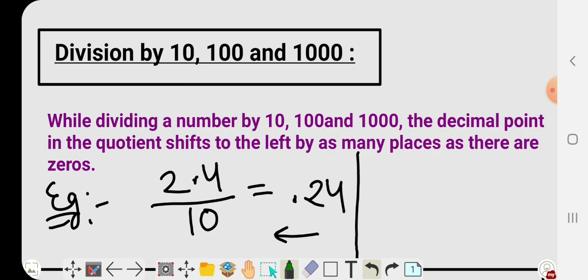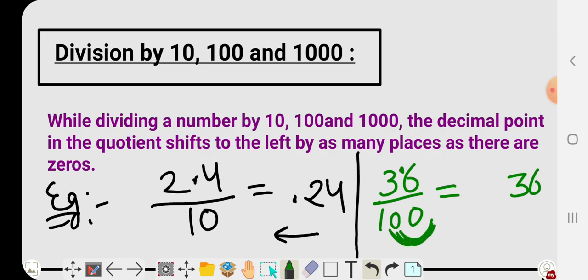Second, let's divide. 3.6 is a number and you have to divide it by 100. So the answer will be 36 but with a decimal. Where are we going to put the decimal? It will shift towards the left side by 2 places because in 100 there are 2 zeros. So it was already in between 3 and 6, and from this place it will move toward the left. One place is this, second is nothing, so we will put 0 here and then the decimal.